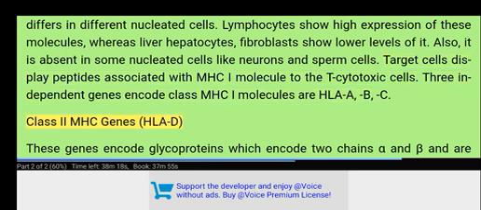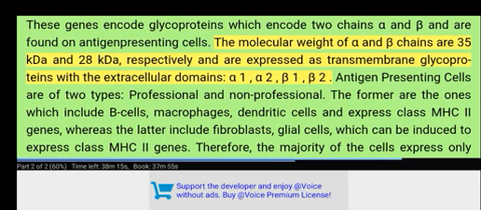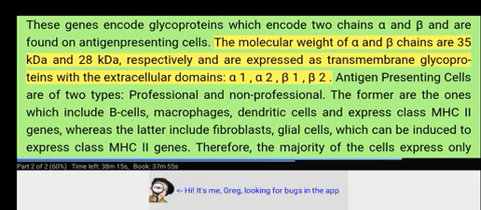Class 2 MHC genes: HLA-D. These genes encode glycoproteins which have 2 chains, alpha and beta, and are found on antigen-presenting cells. The molecular weights of alpha and beta chains are 35 kDa and 28 kDa, respectively, and they are expressed as transmembrane glycoproteins with the extracellular domains alpha 1, alpha 2, beta 1, beta 2.